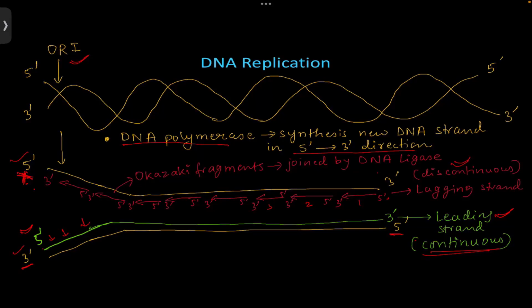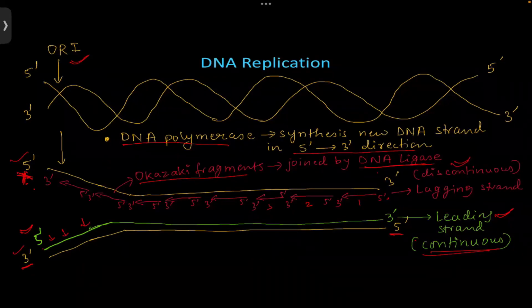For that, another enzyme is needed, called the DNA ligase enzyme. So DNA ligase comes later, after the fragments are formed, and it forms phosphodiester bonds between these fragments, and thus a continuous strand gets made. These fragments are named Okazaki fragments after the scientist who discovered this type of replication. His name was Okazaki. He was Japanese. So he named these fragments Okazaki fragments.